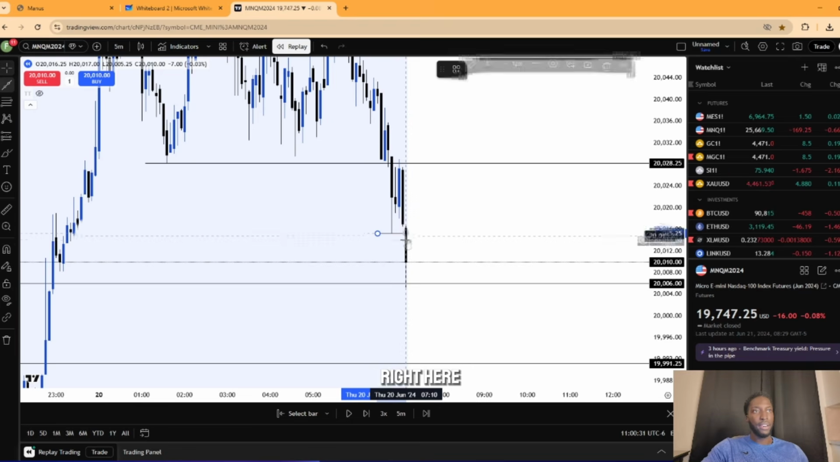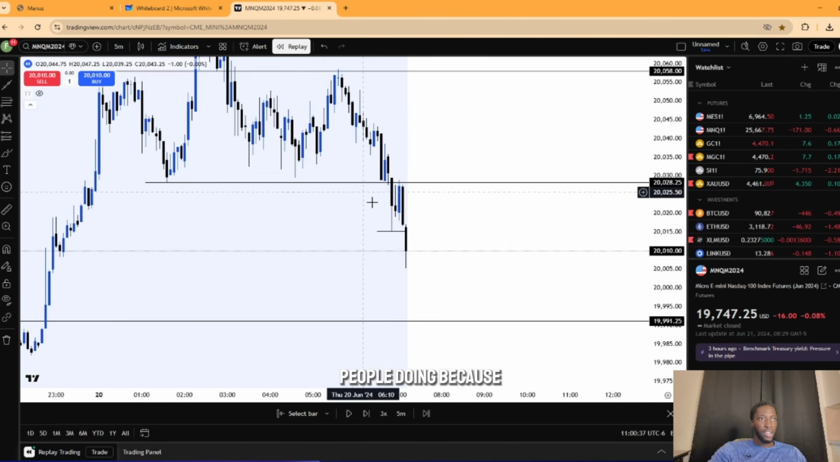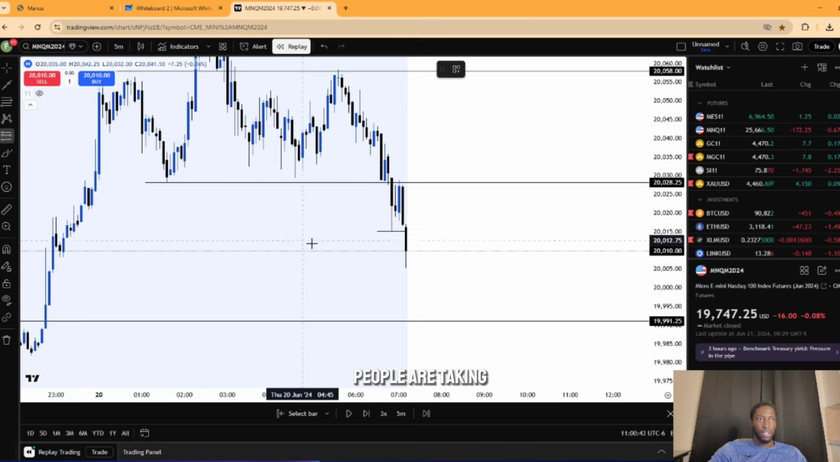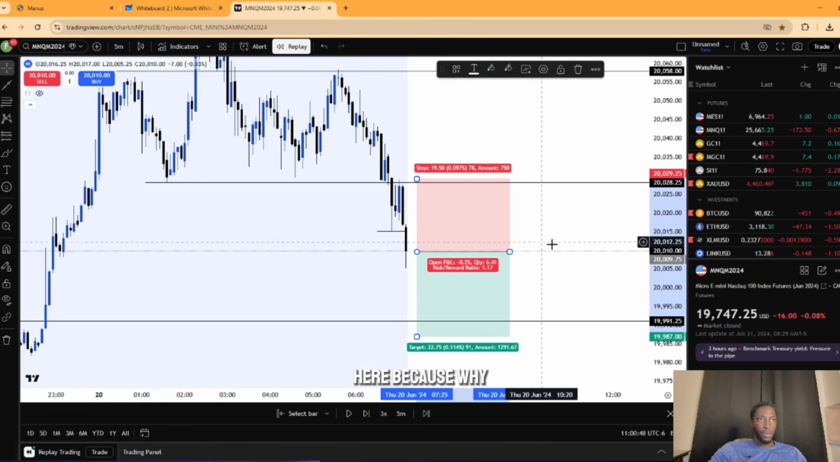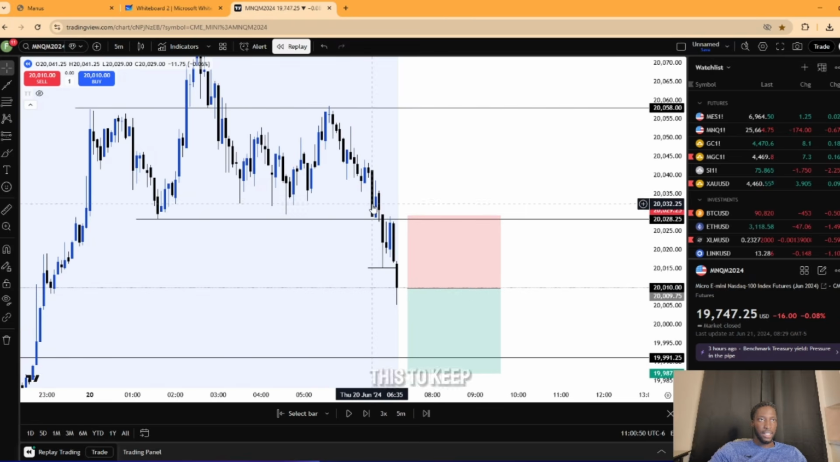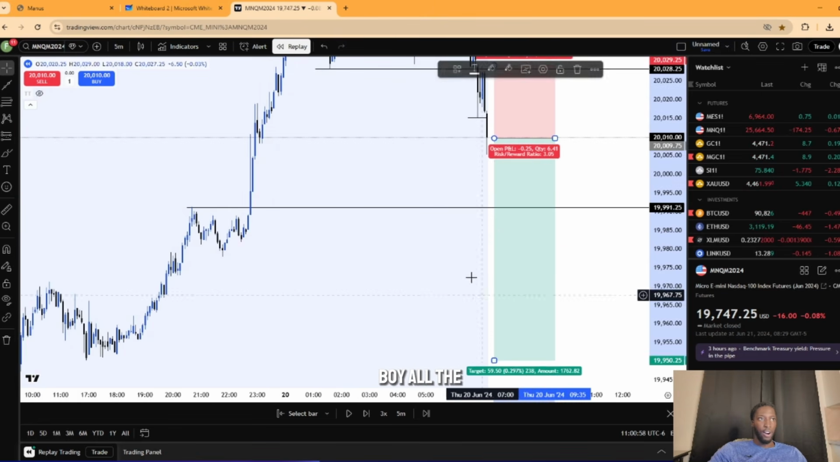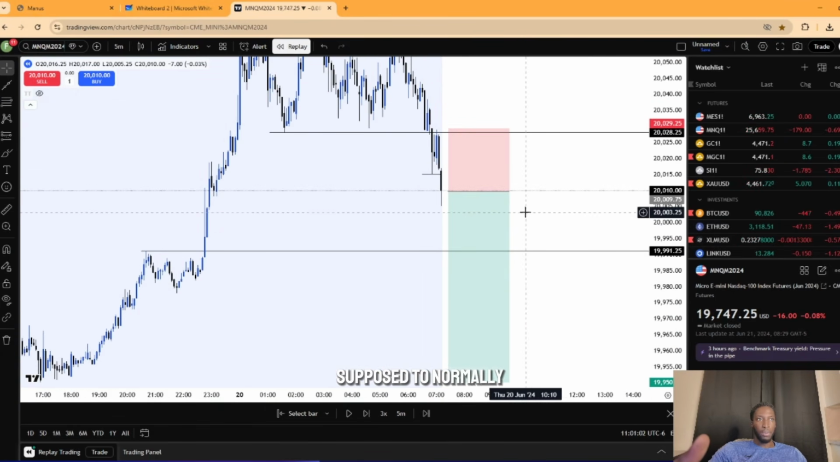We broke structure right here, right? So what are people doing? Because we've broken structure, this is the high, this is the low. A lot of people are taking shorts here and putting your stop loss here, because why? They're expecting this to keep happening. Pull back, break, pull back, break, and then pull back again and break. And they want to ride this bad boy all the way down. That's how you're supposed to normally trade, right?